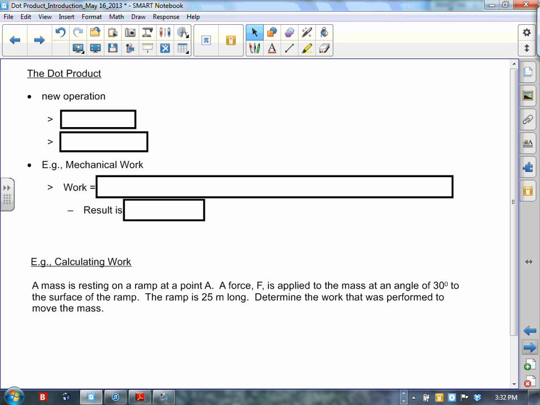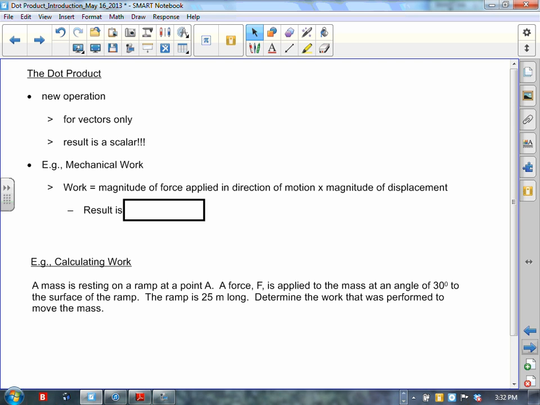So let's consider this new operation. It's specific to vectors, and it produces a scalar quantity. Go figure, right? How do I come up with a scalar if I'm working purely with vectors? Well, that's what we'll see today through an example involving work.